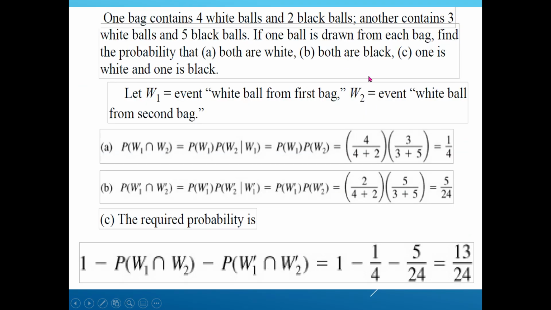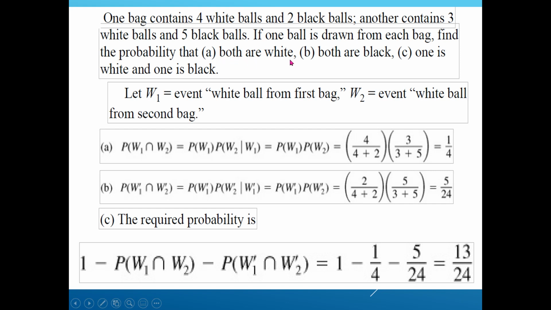Okay, next we have another question. Let's say a bag contains 4 white balls and 2 black balls. Then there is another bag which contains 3 white balls and 5 black balls. If one ball is drawn at random from each bag, find the probability that both are white, both are black, or one is white and one is black.